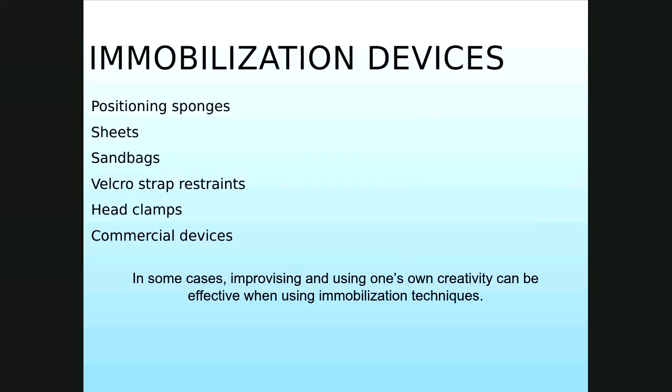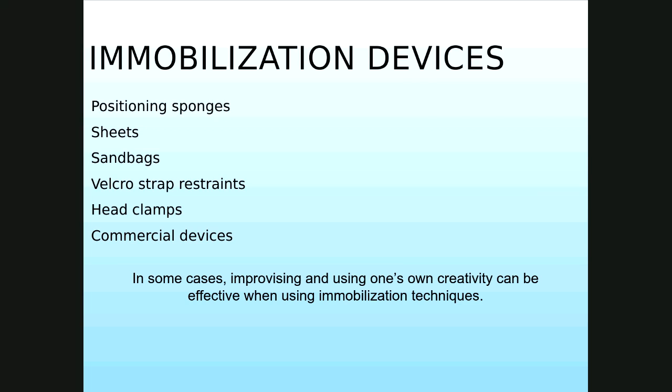When we use immobilization devices, there are different ones. We have positioning sponges that we can use, sheets, sandbags, Velcro straps, head clamps, and there are some commercially made devices. But most of the time, it talks about that if you improvise and use your own creative capabilities, that is often very effective when you're trying to come up with an immobilization device. You can use things like tissue boxes, glove boxes, anything you have in the room. If you can creatively think it and problem solve with it, then by all means it becomes an immobilization device.